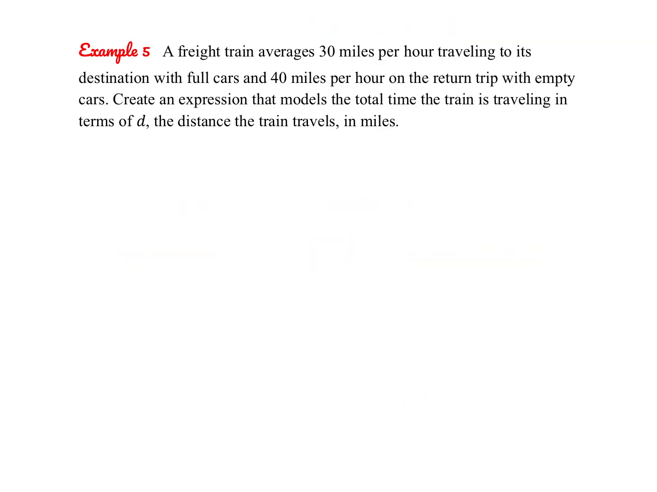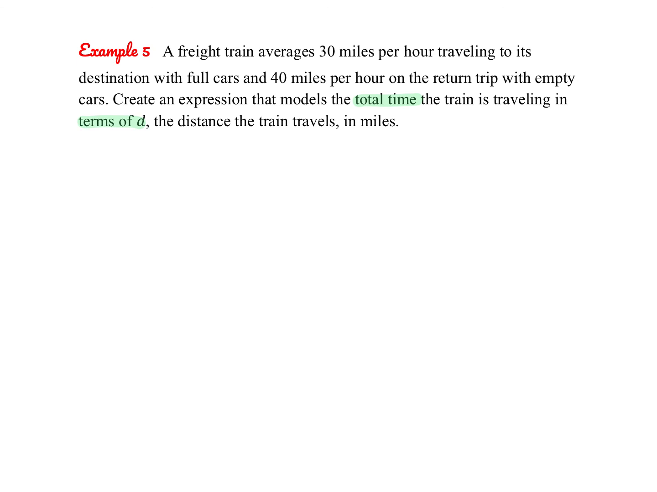Okay, let's try one more together. So this one says a freight train averages 30 miles per hour traveling to its destination with full cars, and it averages 40 miles per hour on the return trip when it has empty cars. Create an expression that models the total time that the train is traveling in terms of d, which is the distance that it travels in miles.